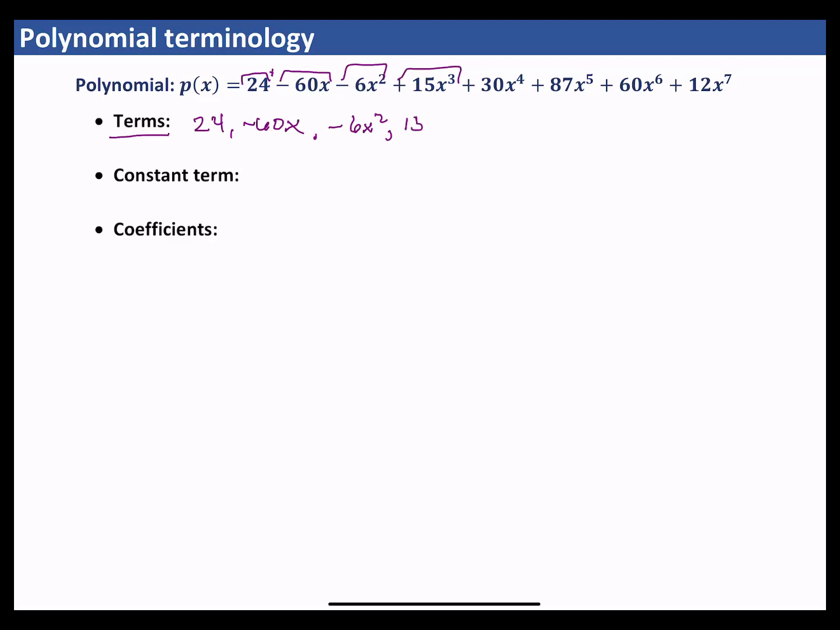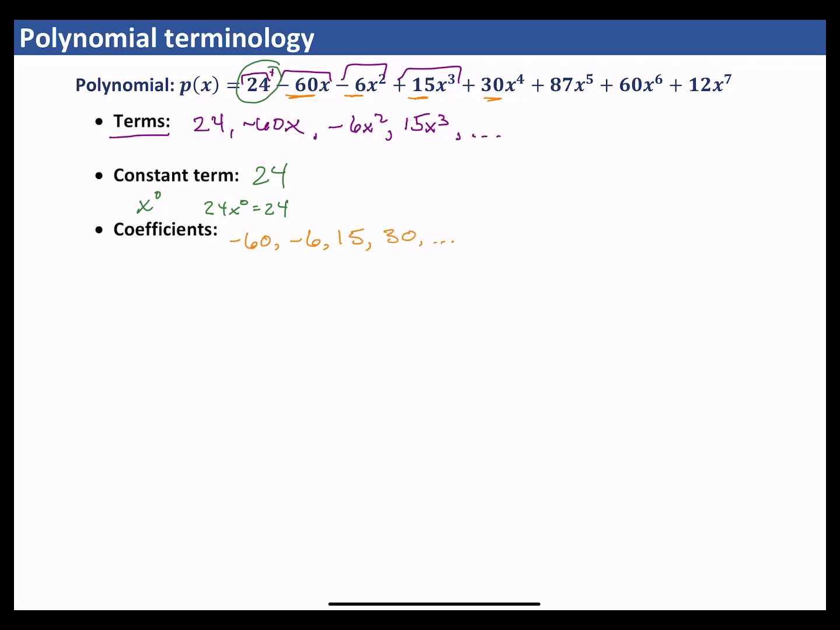When a polynomial is written in expanded form, the constant term is the term where x is raised to the 0 power. This polynomial's constant term is 24 because 24x to the 0 is equal to 24. When a polynomial is in expanded form, the coefficients are the numerical values by which each term is multiplied. Some of the coefficients for this polynomial are negative 60, negative 6, 15, 30, etc.